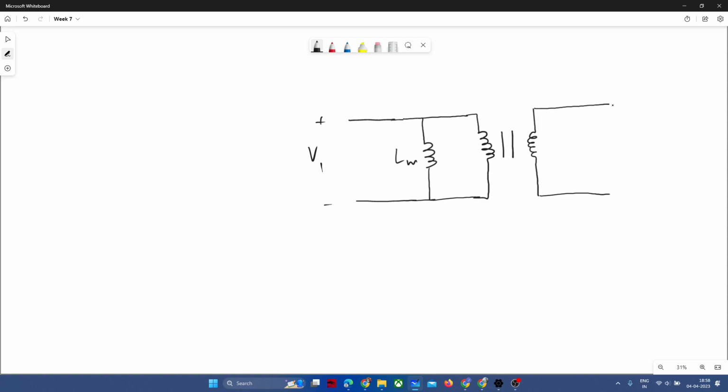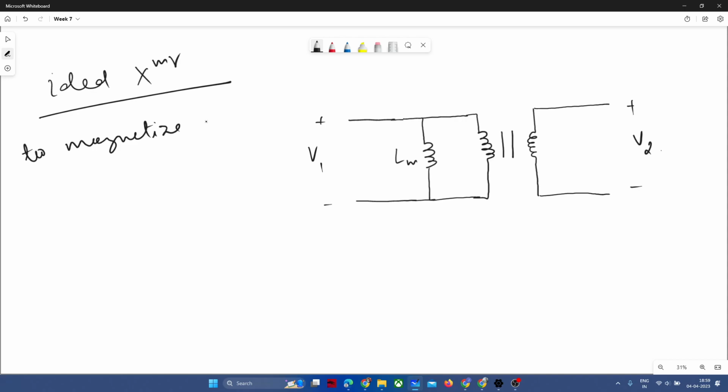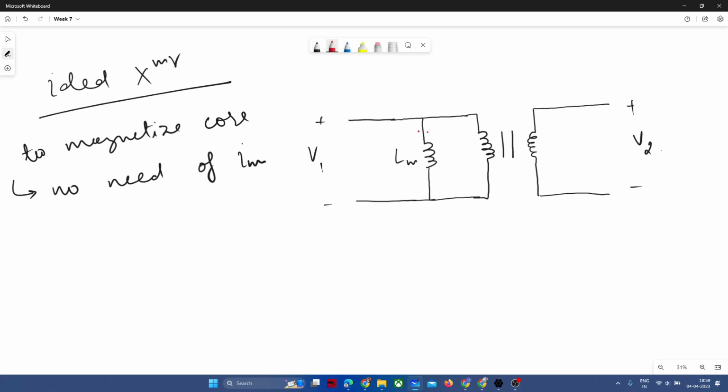See, in an ideal transformer we do not need any amount of current to magnetize the core, which is generally steel. To magnetize the core, no need of IM. It means LM will be open in the ideal case.